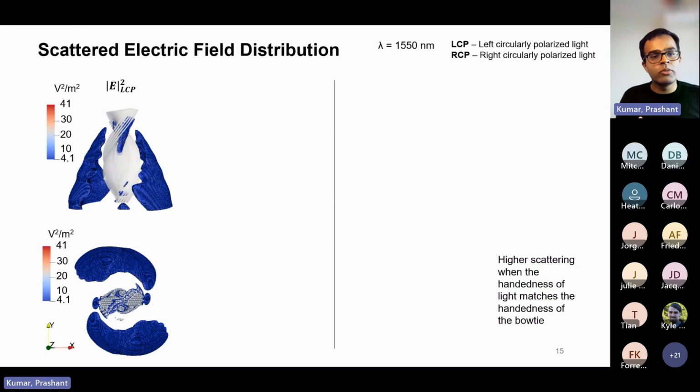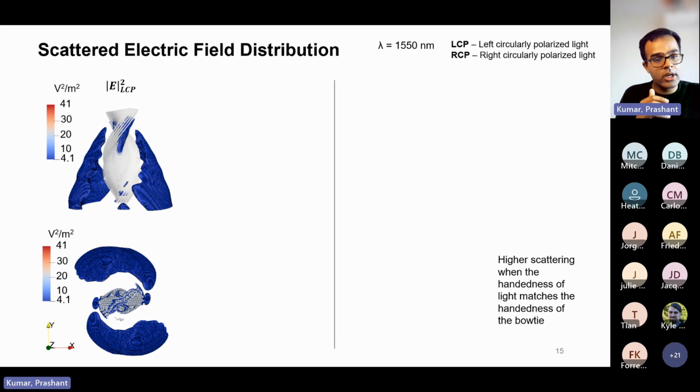Now we can take the simulations a little bit further and start to look at how the scattered field around this kind of a twisted bow tie looks like. What I'm showing here is the model that I just showed you, but now this is the model which has interacted with the light, and the scattered field is plotted around it.